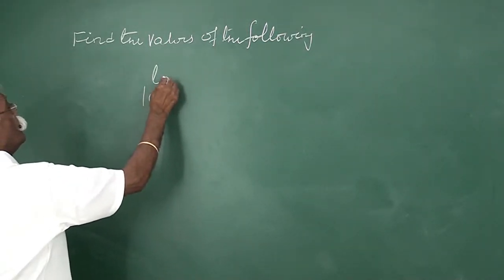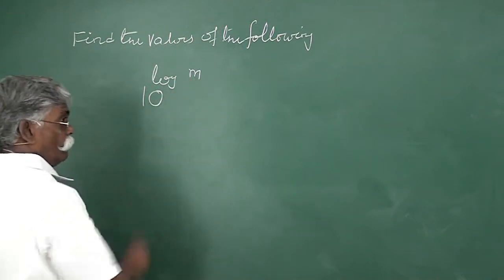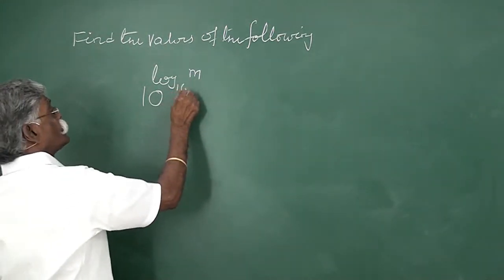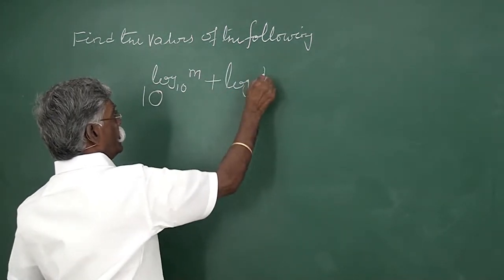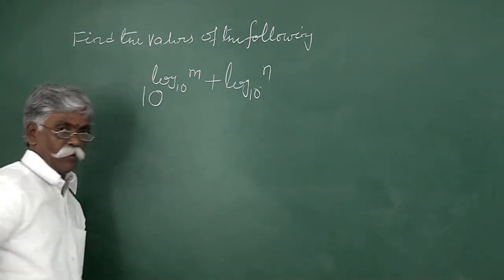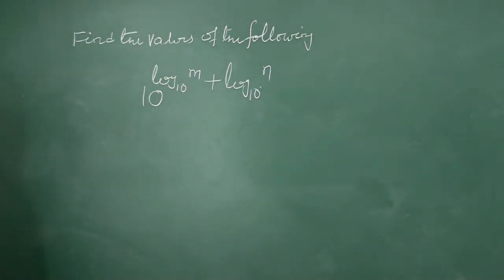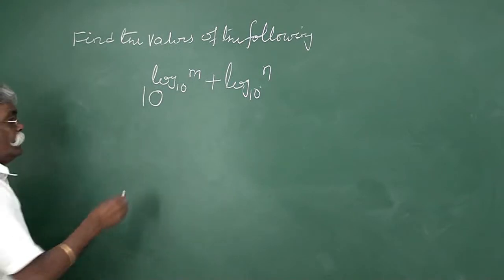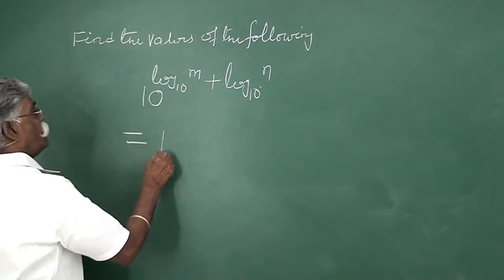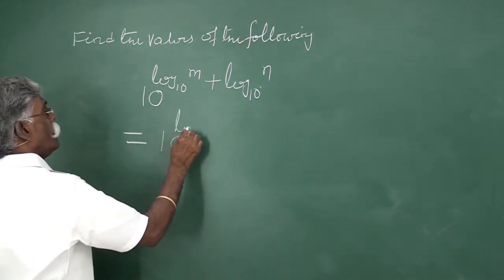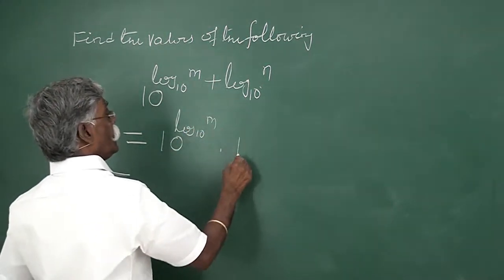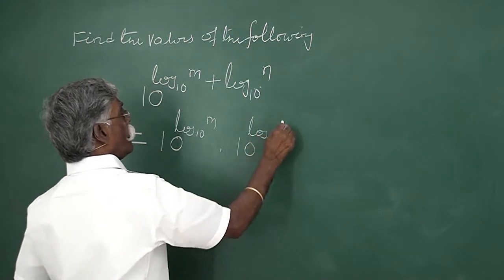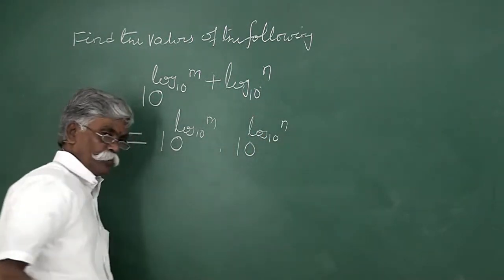10 power log m to the base 10 plus log n to the base 10. We have to find the value of this. This given value can be written as 10 power log m to the base 10 into 10 power log n to the base 10.